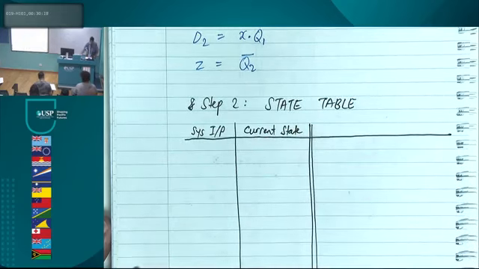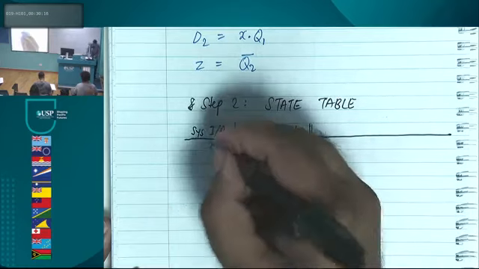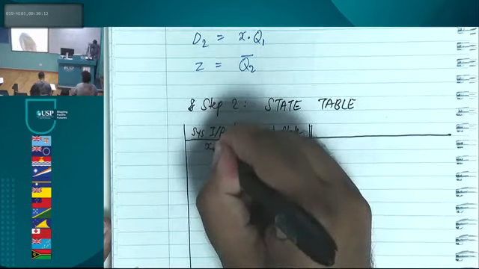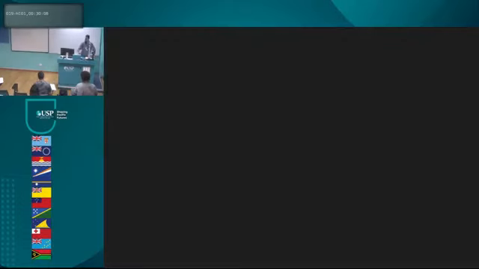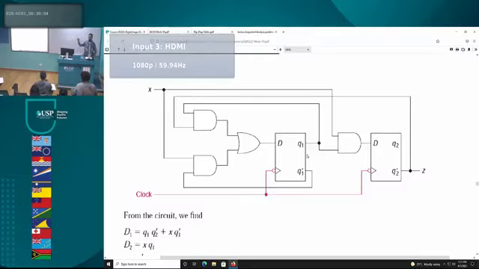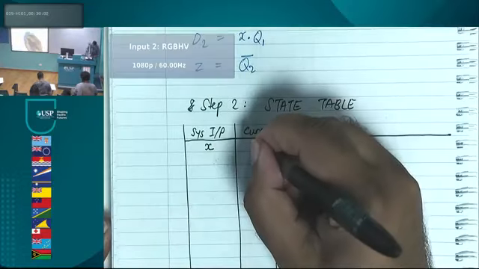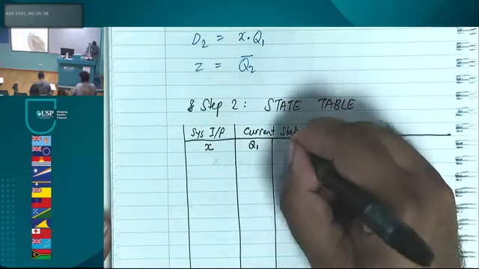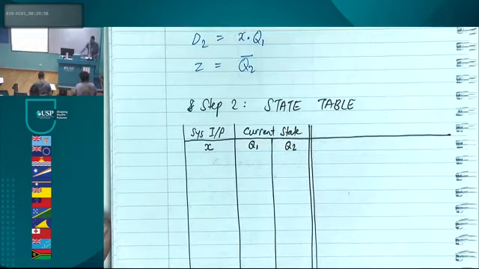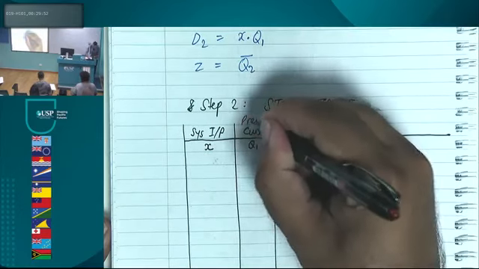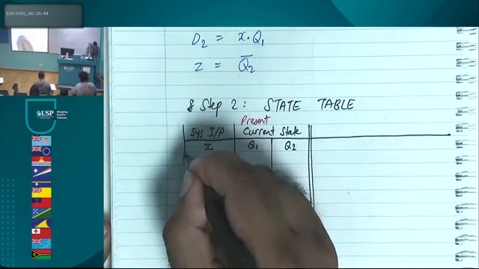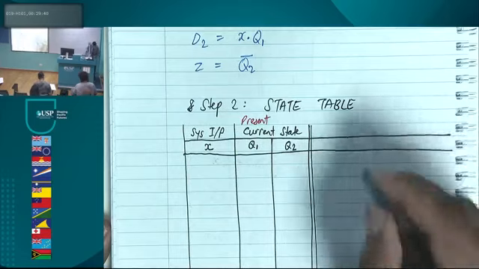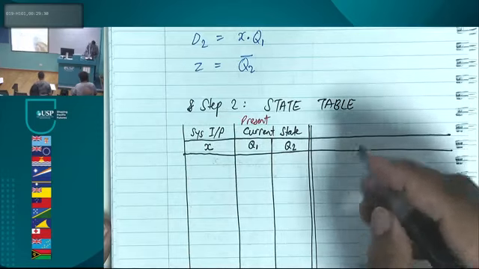What is system input? It'll be X. What are your current states? How many possible current states can you have? Look at the diagram. There are only 2 flip-flops, so the current state is Q1, Q2. Sometimes instead of current, people call it present state. Same thing. Then in the next block, I'm going to pull a line over here. I hope it's neat, right? In the next block, you have flip-flop inputs.